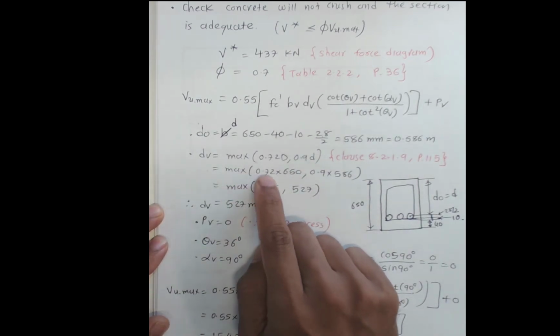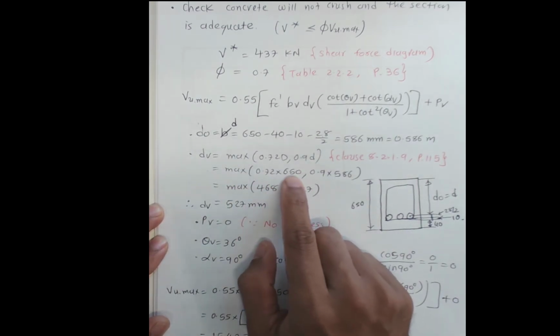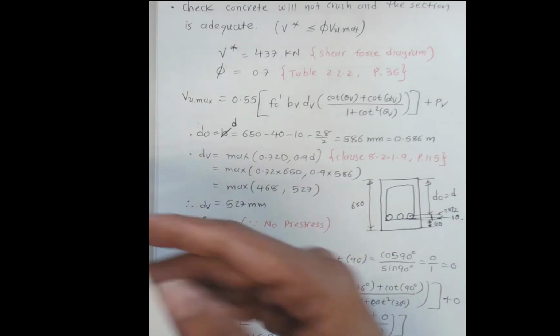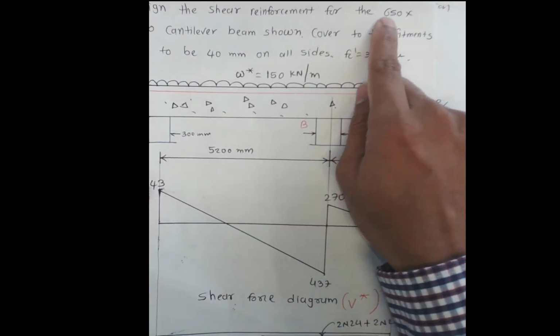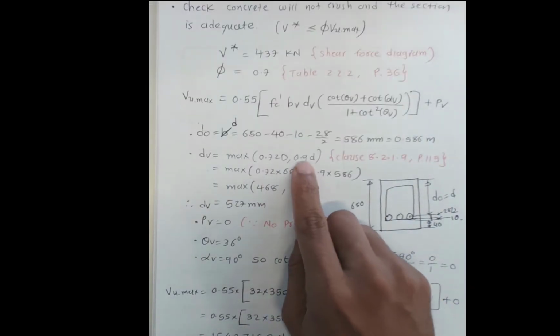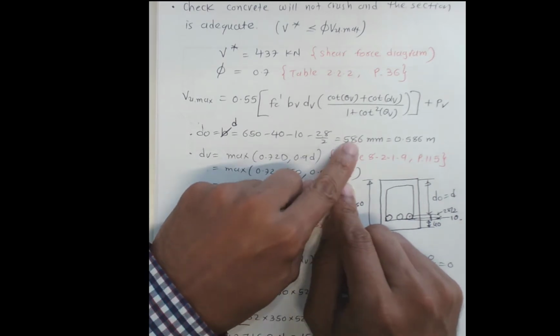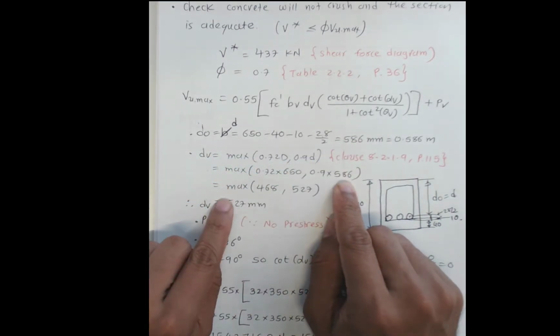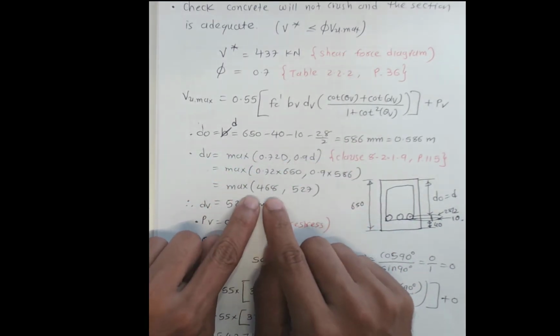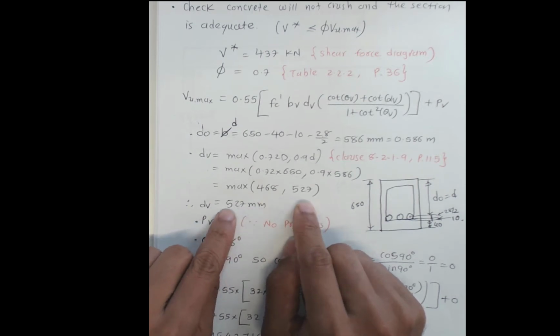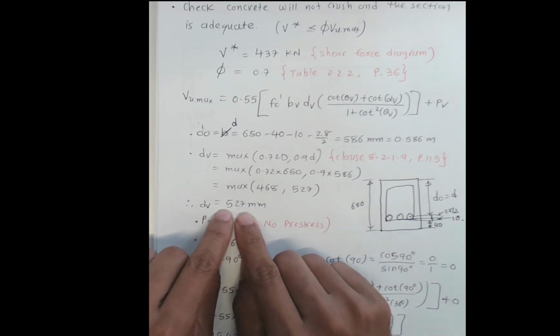Now maximum of 0.7 times D. The depth is 650, given in the question, so 650 times 0.9, and we just calculated small d as 586. We substitute this one and take the maximum of 468 and 527. The maximum value dv, which is the effective shear depth, is 527 millimeters.